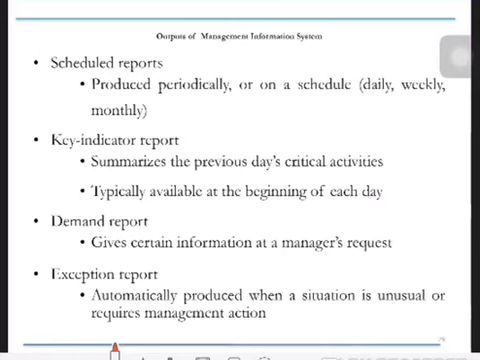Exception report is automatically produced when a situation is unusual or requires management action. When something unusual happens, or management has to take action, such type of report we call exception report. So we have four types of MIS reports.